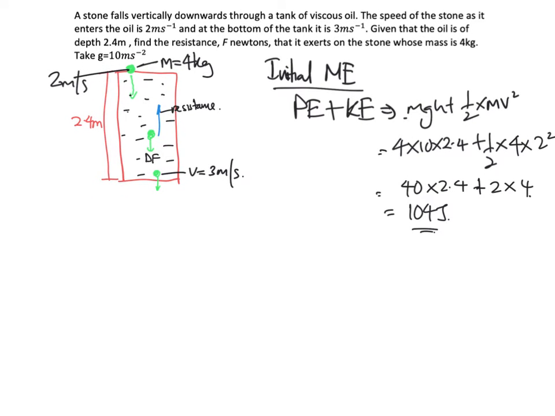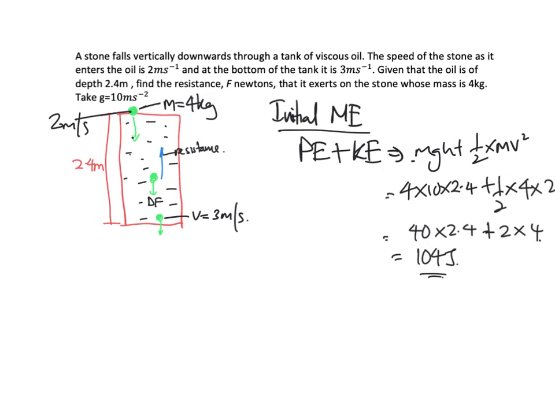Next, the question: find the resistance F newton that it exerts on the stone whose mass is 4 kg. Certainly as it goes through this viscous oil, there's definitely a resistance. So resistance will try to slow it down. As it goes down, it might not be 3 meter per second. It could be higher than 3 meter per second, but due to the viscosity of the oil, the resistance, the speed is just 3 meter per second.